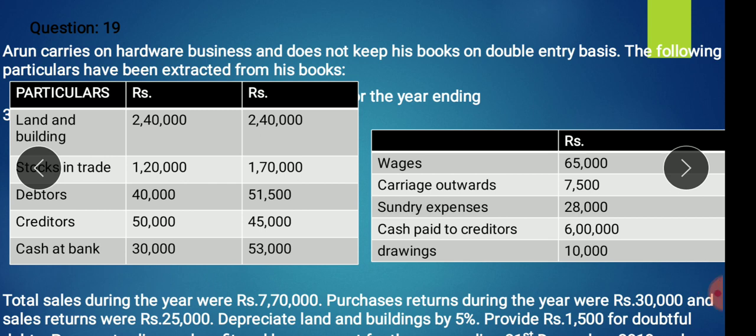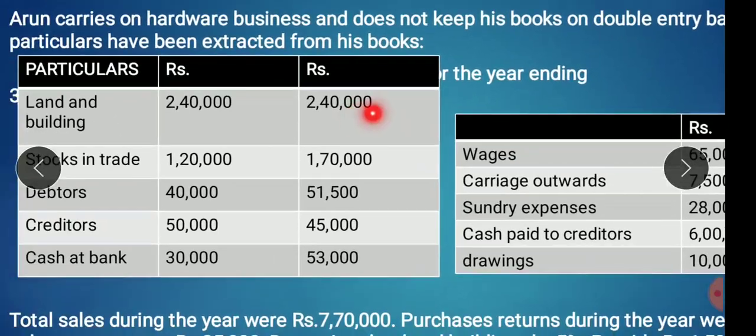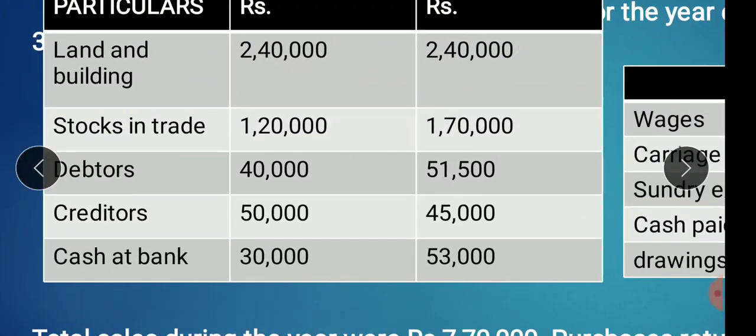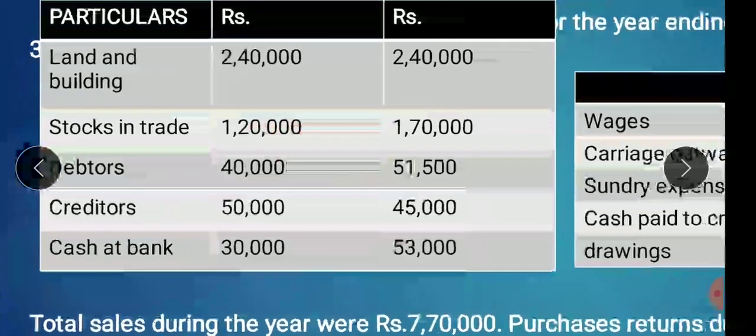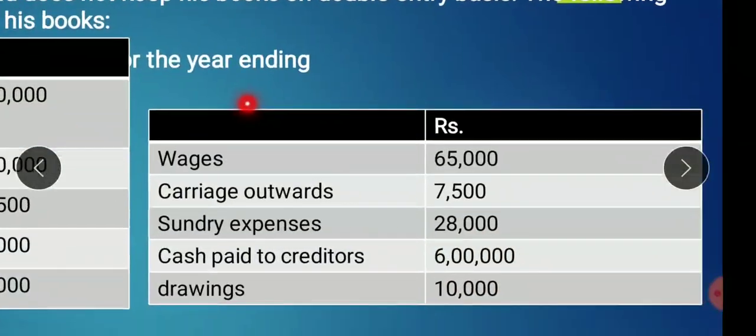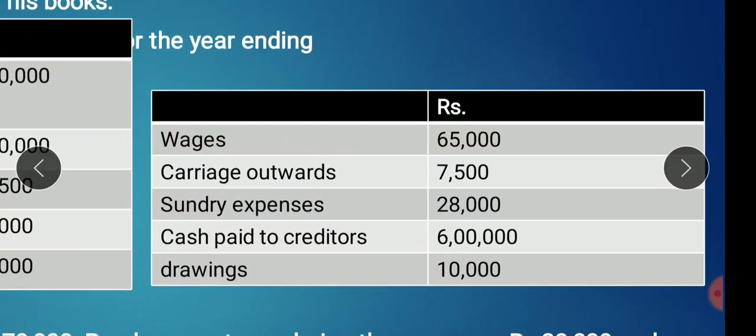Debtors 40,000, 51,500. Creditors 50,000, 45,000. Cash at bank 30,000, 53,000. Wages 65,000. Carriage outward 7,500. Sundry expenses 28,000. Cash paid to creditors 6 lakhs. Drawings 10,000. This is the other information's value.